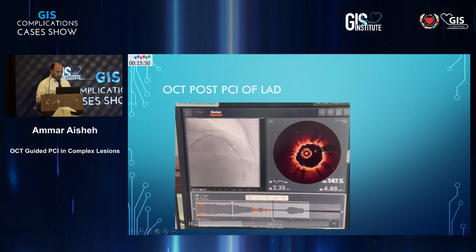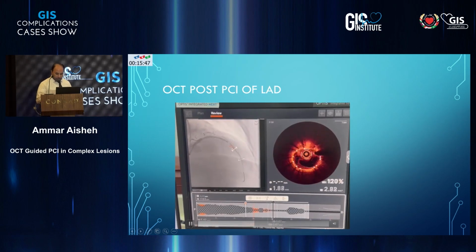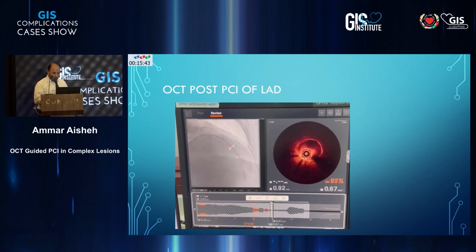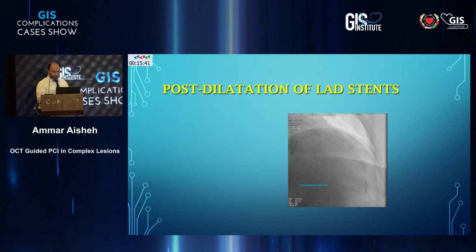Conclusion out of the OCT here. The second step after OCT, we repeated post-dilatation with NC balloon. We did post-dilatation with a 3.0 NC balloon, from distal to mid and then to proximal, at high pressure.